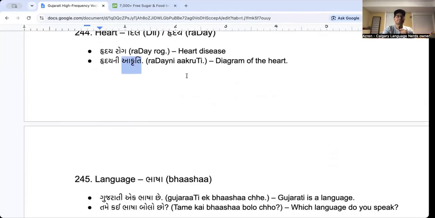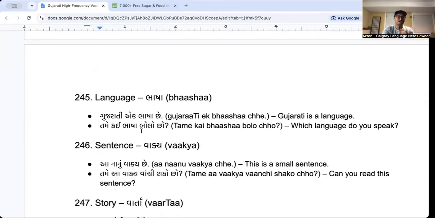So, okay, language, an important word for you guys. You're learning a language. So bhasha. Gujarati ek bhasha che. So Gujarati is a language. તમે કઈ ભાષા બોલો છો? What language do you speak? I read that really funny the first time.